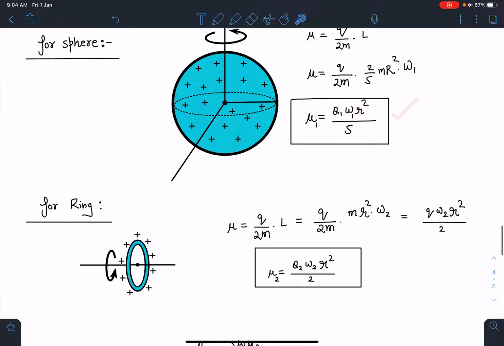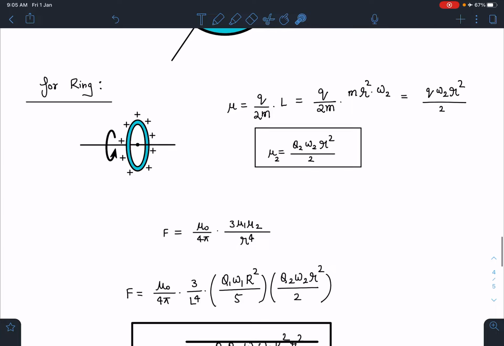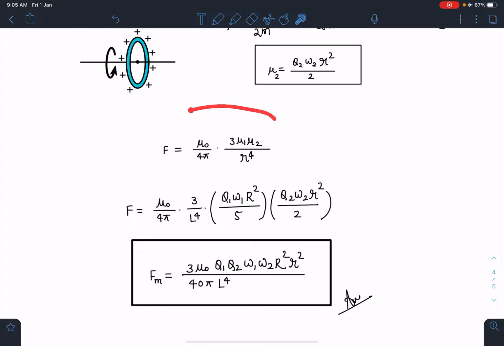Similarly, I can write for the ring. You can see here this ring is uniformly charged. So mu I can write as q by 2m times L, where L is I omega, which is m r square times omega 2. When I simplify this, m gets cancelled, and I get q omega 2 r square by 2, where q is q2. So the expression of mu2 is q2 omega 2 r square by 2.